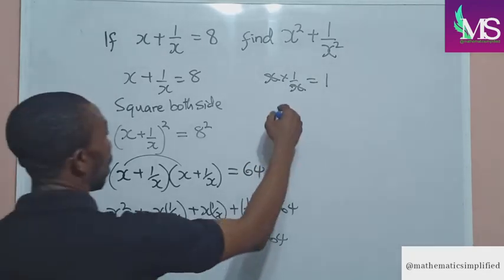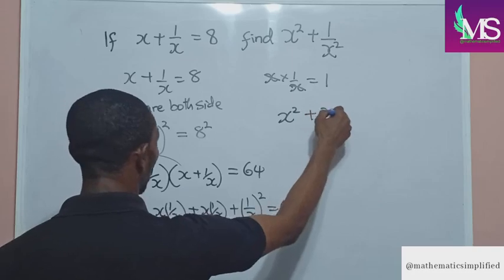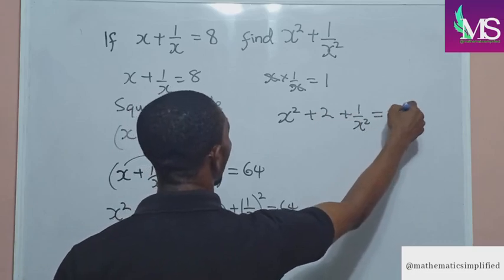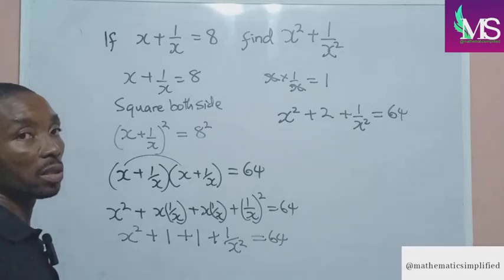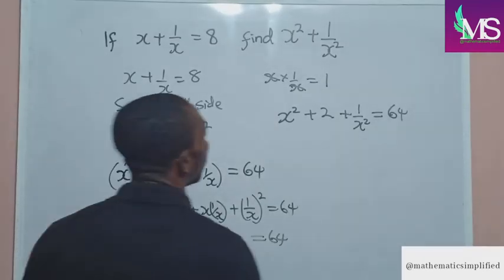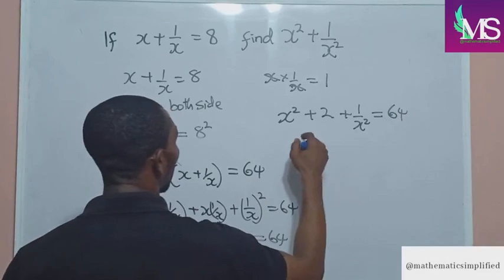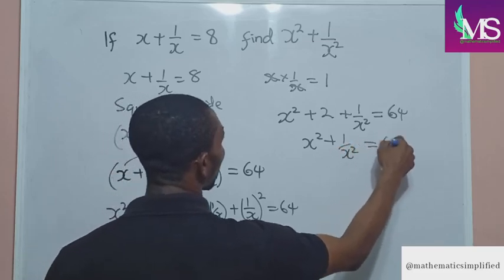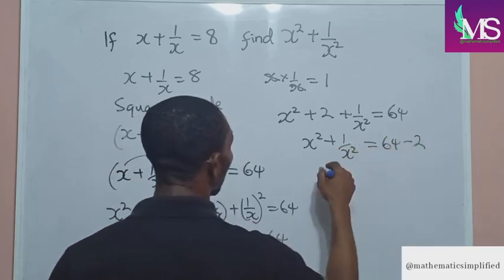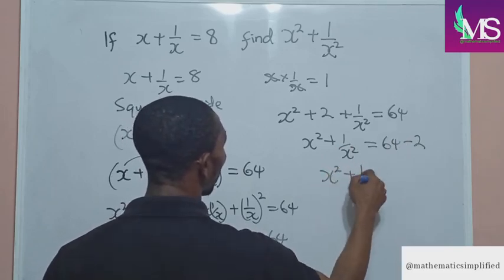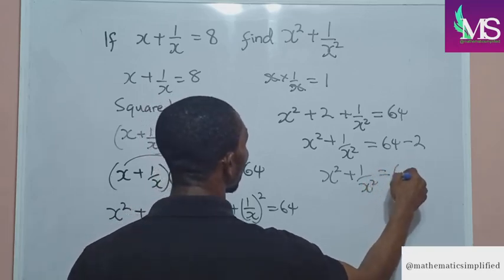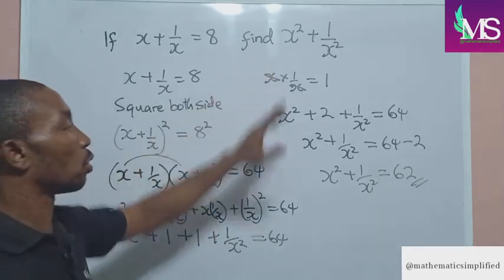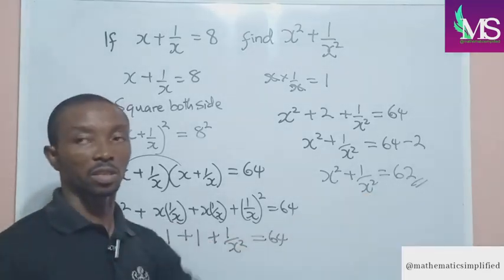So this becomes x squared plus 2 plus 1 over x squared equals 64. Remember that 1 squared is 1. So moving our 2 over, this becomes x squared plus 1 over x squared equals 64 minus 2. So this becomes x squared plus 1 over x squared equals 62. So the value of x squared plus 1 over x squared will give us 62.